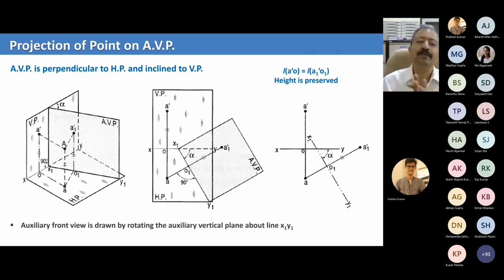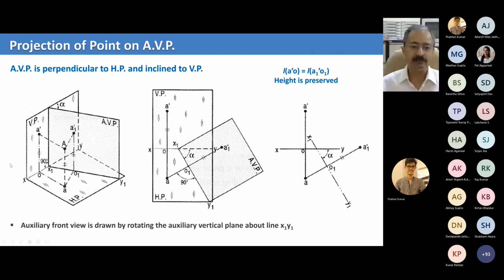Let's first take the auxiliary vertical plane. And if you keep one important point in mind, many things will be very easy to understand and also to draw in the next lab class, okay? Which is because the vertical plane and the auxiliary vertical plane are both perpendicular to the horizontal plane.